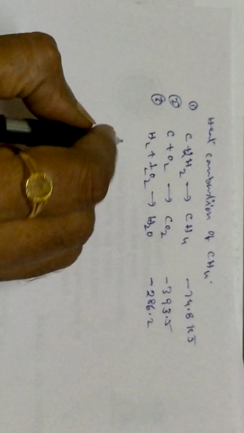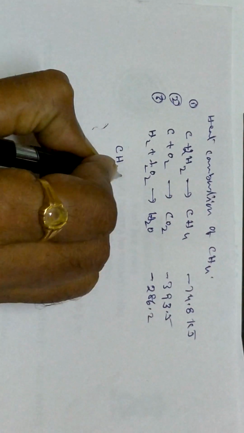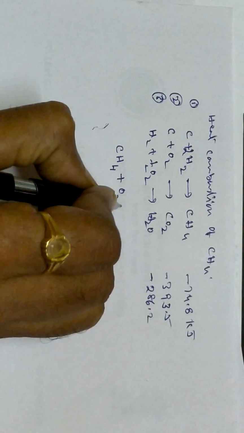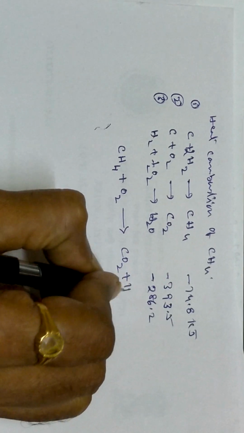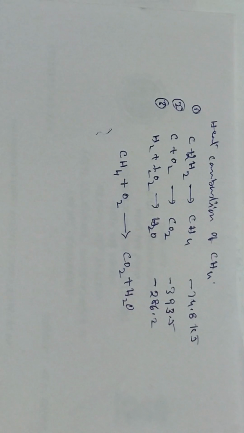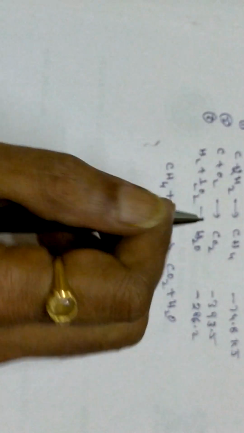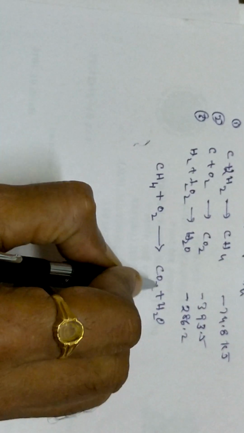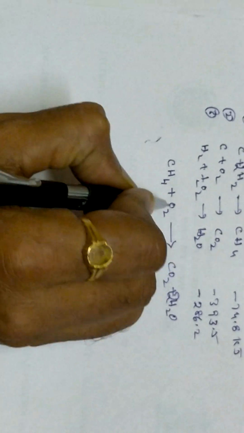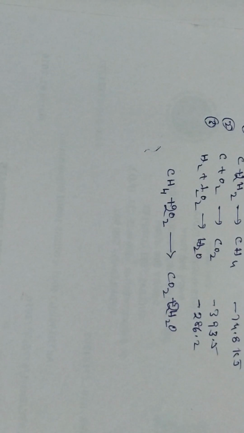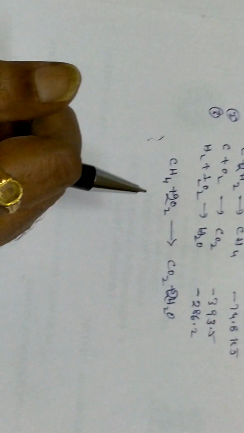Heat of combustion means immediately you have to write on the left side CH4 only, and oxygen can be any amount. Then you should get CO2 and H2O. This is the equation, and for this equation we are supposed to get the value. CH4 plus 2O2 gives CO2 plus 2H2O. It's a balanced equation, right? This is what we want from the above three equations.